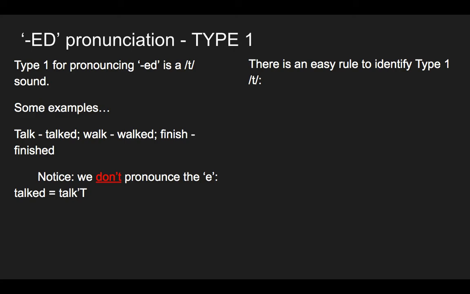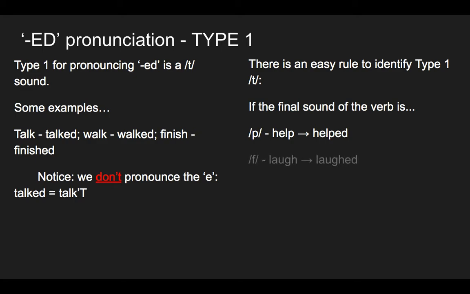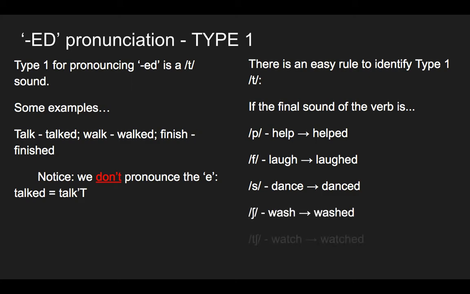So there's an easy rule to identify type 1. If the final sound of the verb is p, like help, f, like laugh, s, like dance, and sh, like wash, or ch, like watch. So, I have helped, I have laughed, I have danced, I have washed, I have watched. Or k, work, worked, making that t sound: kt, sht.